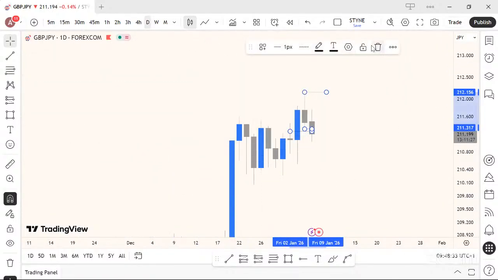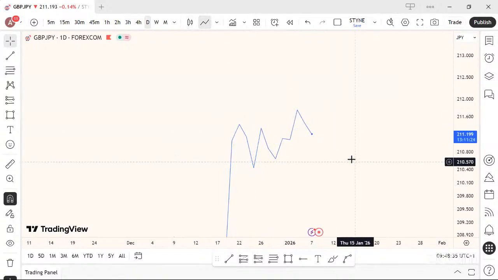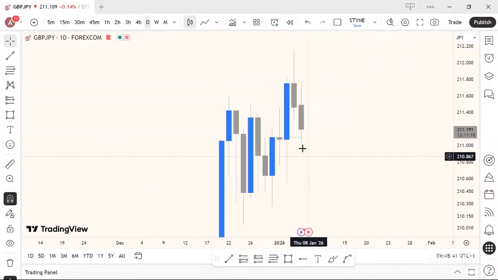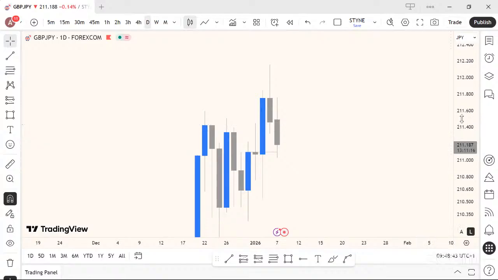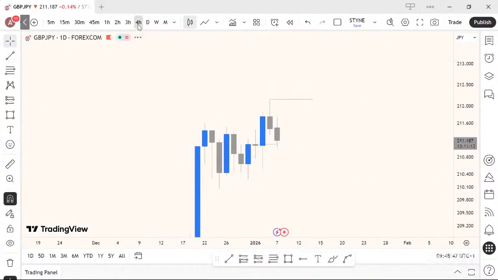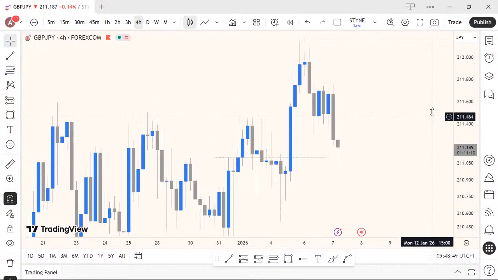If I clear this and show you the line chart, you'll see that this is the most recent expansion. Is that okay? So there's every tendency for GJ to just use this place and buy back till this high. Is that okay? All right. So let's see H4. H4 is supposed to give us an alignment.